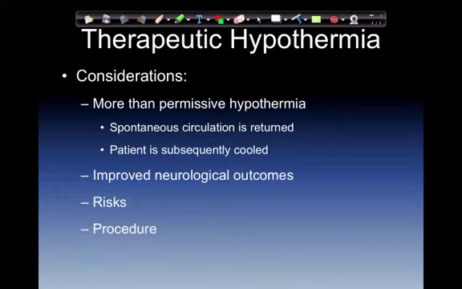Risks on this: we can cause dysrhythmias or we can cause coagulopathy. The procedure to do this would be ice packs in any place where there would be a pulse point, neck, groin, and infuse 30 milliliters per kilogram of cold saline, about 4 degrees Celsius, over 30 minutes.